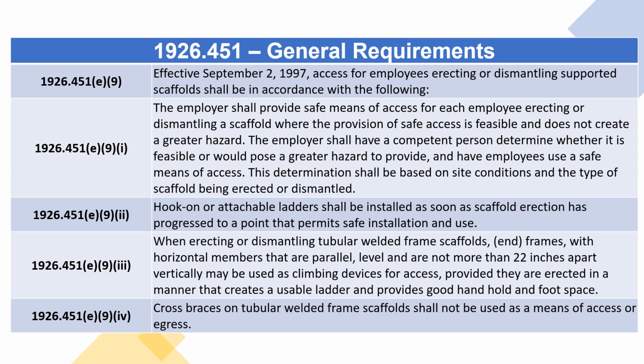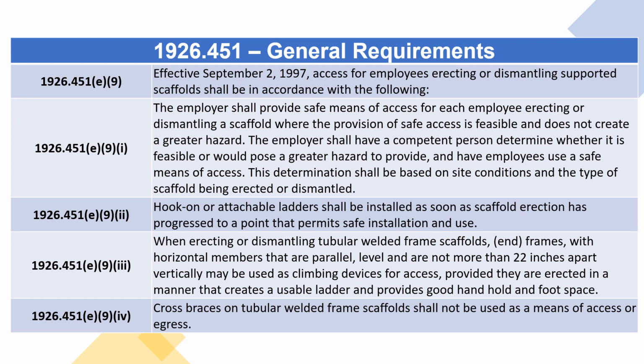1926.451(e)(9) Effective September 2, 1997, access for employees erecting or dismantling supported scaffolds shall be in accordance with the following. 1926.451(e)(9)(i) through (iv). The employer shall provide safe means of access for each employee erecting or dismantling a scaffold where the provision of safe access is feasible and does not create a greater hazard. The employer shall have a competent person determine whether it is feasible or would pose a greater hazard to provide, and have employees use, a safe means of access. This determination shall be based on site conditions and the type of scaffold being erected or dismantled.